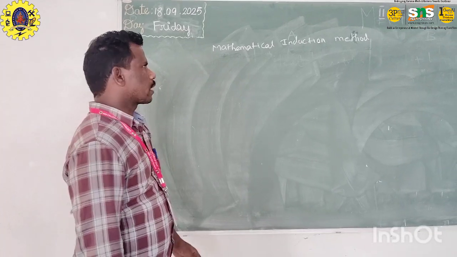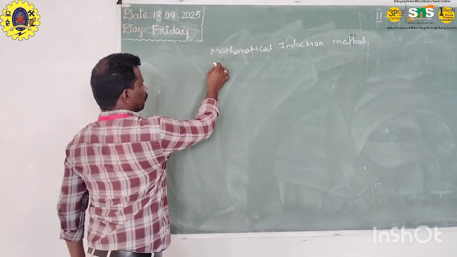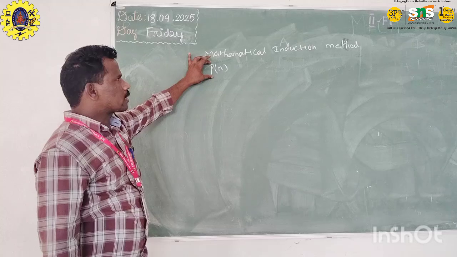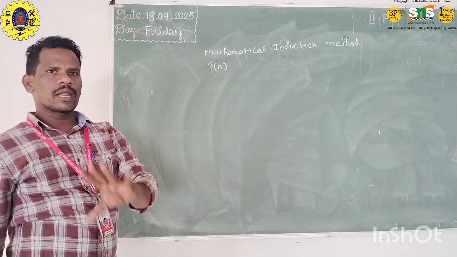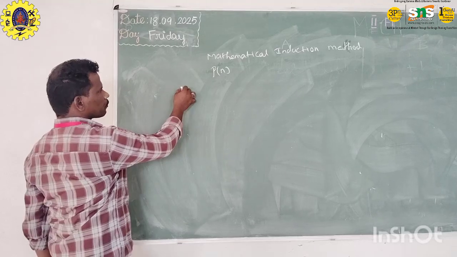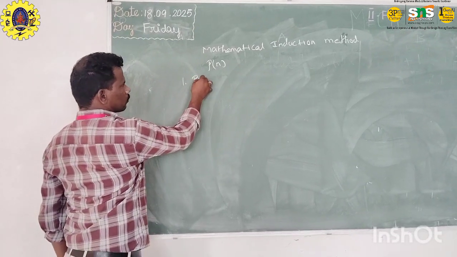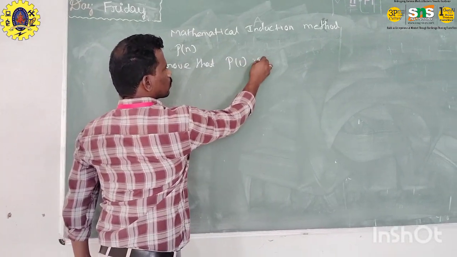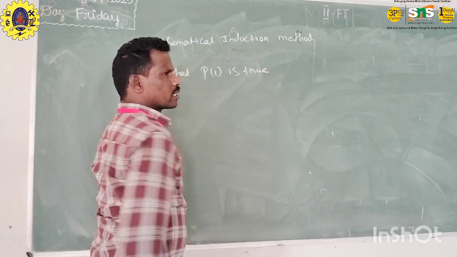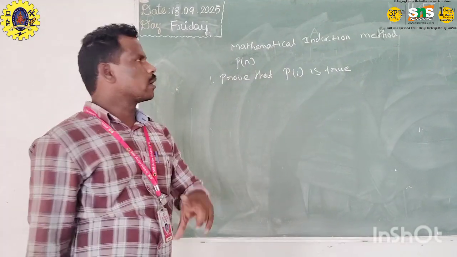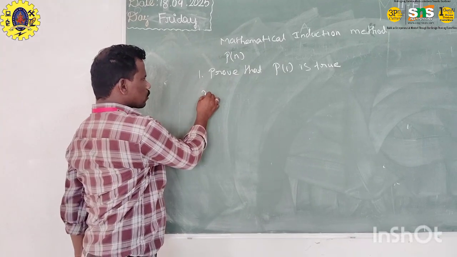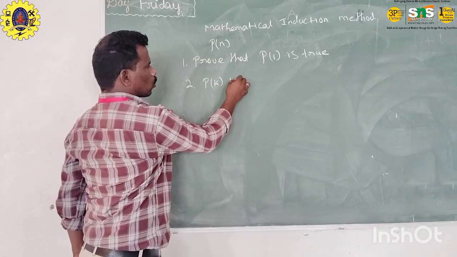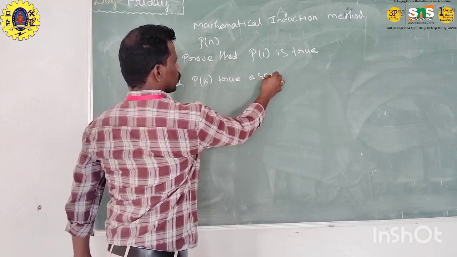Some statement P of n is given. P of n is any statement. You can prove that this statement is true or false. There are three basic steps. The first one is to prove that P of 1 is true. This is the basis step. And the second one is to assume that P of k is true. This is the assumption.